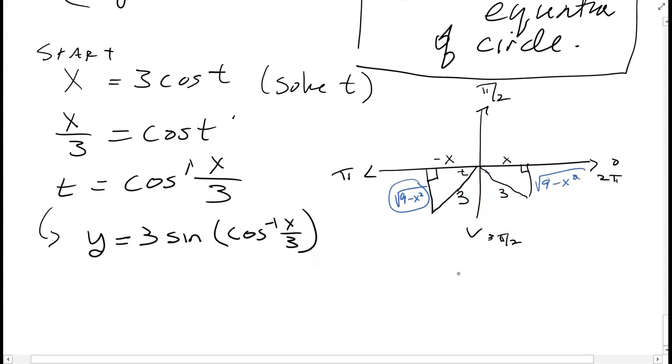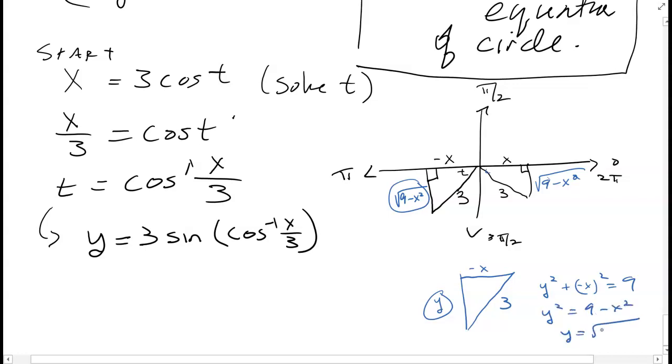Okay, and if you're not sure why, draw yourself the triangle, 3, put an x there, and put a y there, and solve for y, right? y squared plus negative x squared equals 3 squared. y squared equals 9 minus x squared, so y equals the square root. Whether that's negative or positive, you can see they're both negative because we happen to be in the third and fourth quadrant.